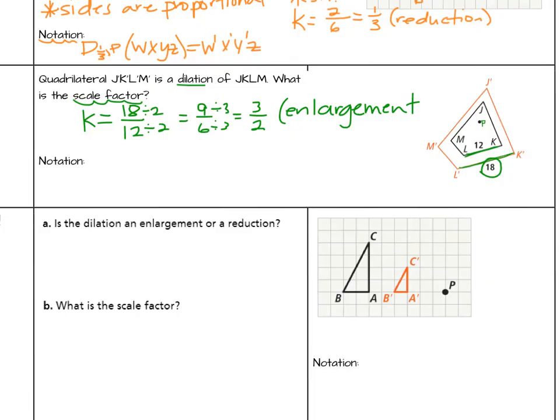All right, let's try that notation. Capital D for dilation. Our scale factor is 3 over 2. And we're going to do that point P again in the middle since we're not on a coordinate system at the origin. And then you literally just write JKLM, the pre-image, equals JKLM with primes. There we go. Just like that.